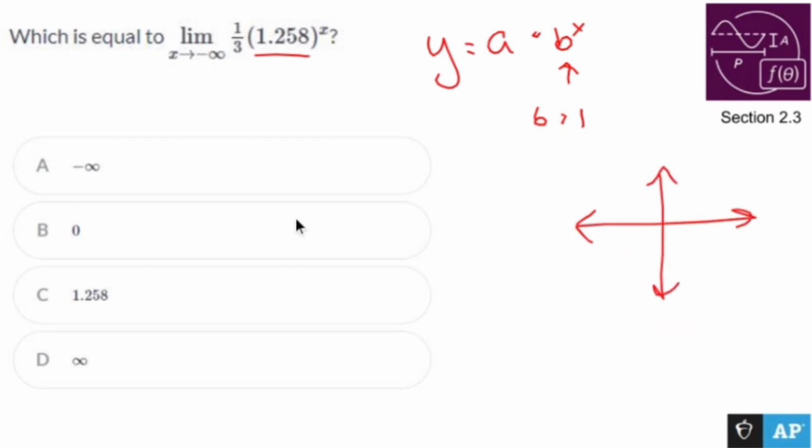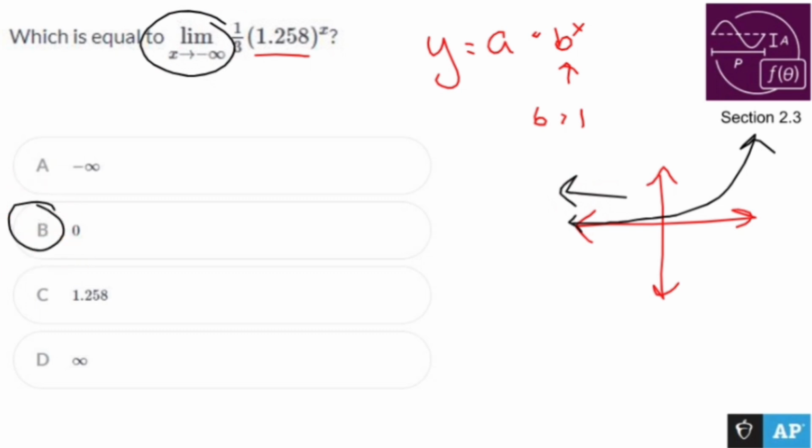Give or take. Now, what I don't see here is I'm not adding or subtracting anything. So I'm going to 0 as I move to the left and positive infinity as I move to the right. What do they want? They want me to move to the left. So as I move to the left, I flatten out at 0. Nothing crazy there. Just because that's a 1/3 doesn't mean anything.